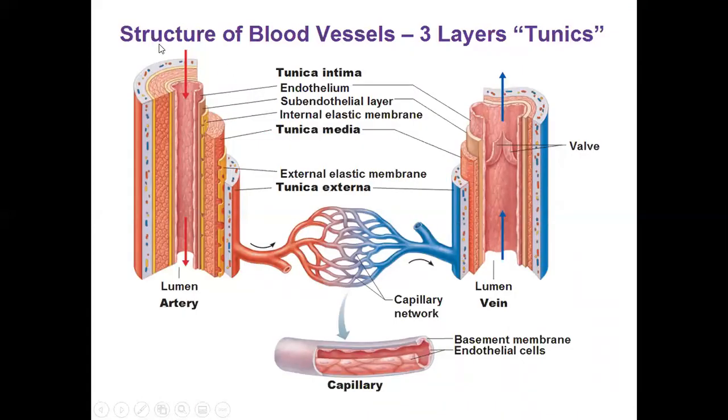Okay. So you can see here we have the artery on the left hand side and the vein on the right hand side. So this is the cut section of the artery and also the vein. From this cut section, you can see the three layers that form the blood vessel. The innermost layer is the tunica intima, followed by the middle layer, which is the tunica media, and the outermost layer is the tunica externa.